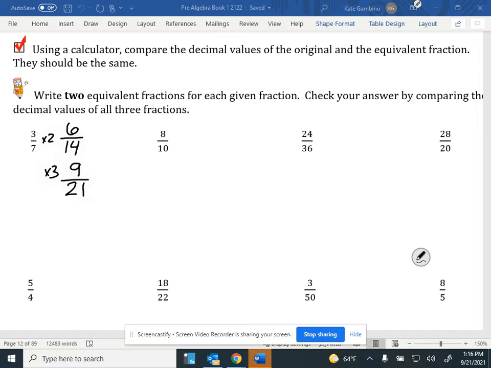So just multiply the top and bottom, or sometimes you can simplify and get an equivalent fraction. It doesn't have to be multiplying. How could we simplify 8/10 to get an equivalent fraction, Maddie? 4/5. Yeah, we could divide out that 2 and get 4/5. So your equivalent fraction can be either simplifying it or multiplying it up. Okay? You need to show 2 equivalent fractions for each given fraction.